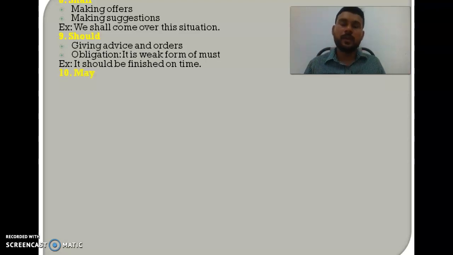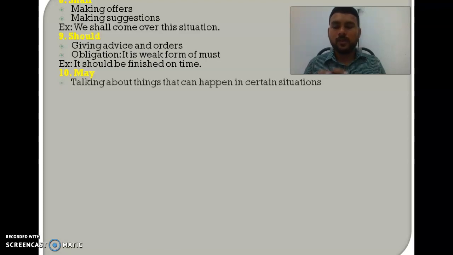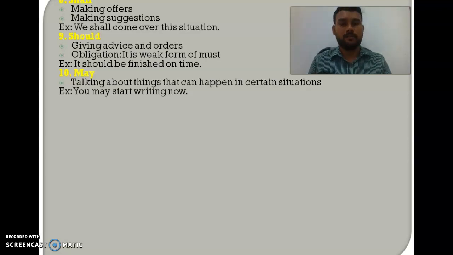The next pair of words is may, might. The word may is used in talking about things that can happen in certain situations. For example, that may happen. So you may start writing now. If I tell you, you may start writing now, if you want to write, you can. If you don't want to write, you don't write. There is clear instruction given from me that if you wish, you write. You don't, you don't.